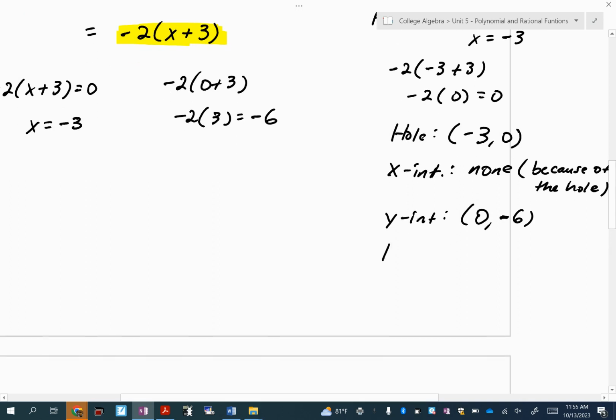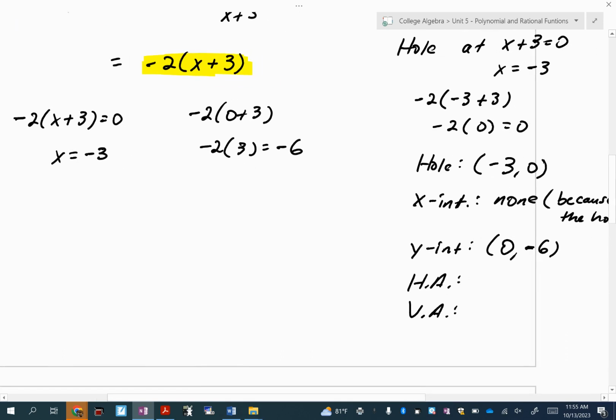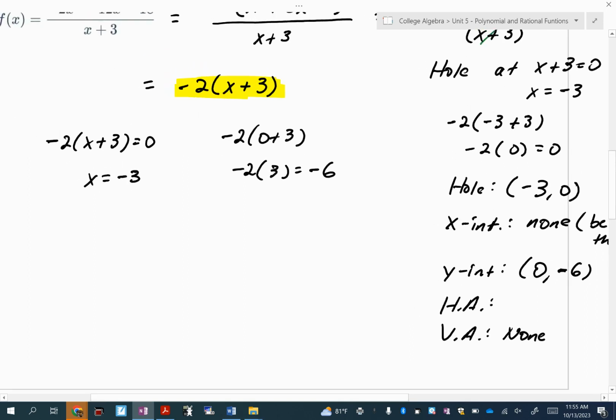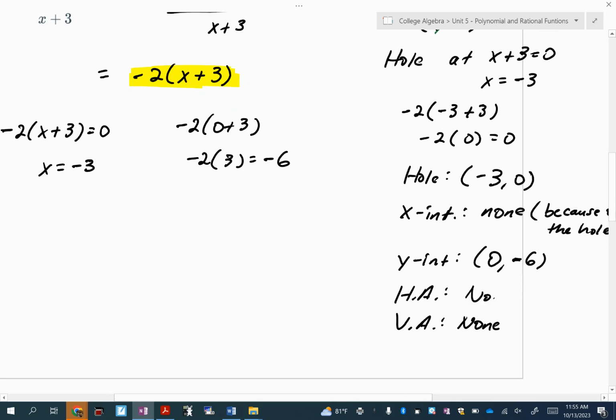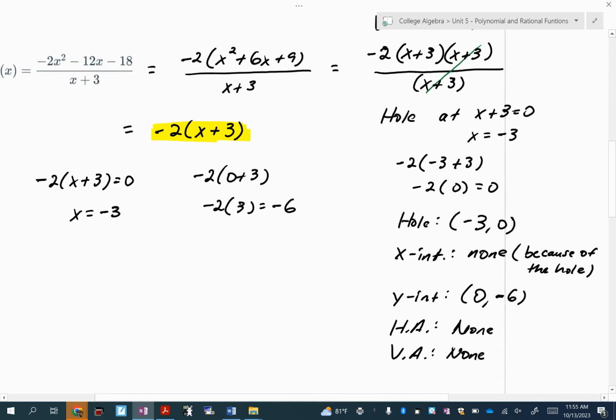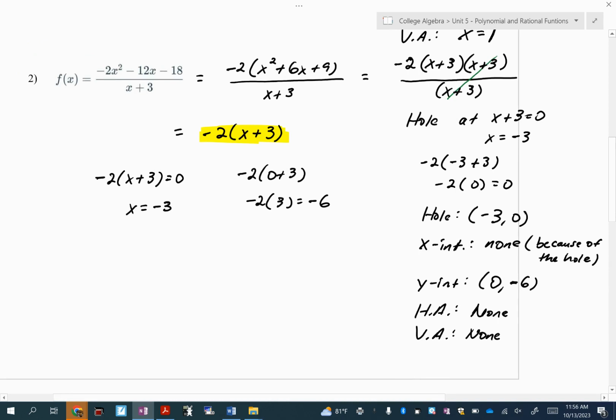For my horizontal and vertical asymptotes, what you might have noticed is that we don't actually have a denominator anymore. So I don't have any vertical asymptotes if I don't have anything in the denominator. So that's none there. And in terms of the horizontal asymptote, I don't have a degree in the denominator, so I'm not going to have a horizontal asymptote. I can't compare the degrees if I don't even have a denominator anymore. Okay, so this is what I would type in for number 2.